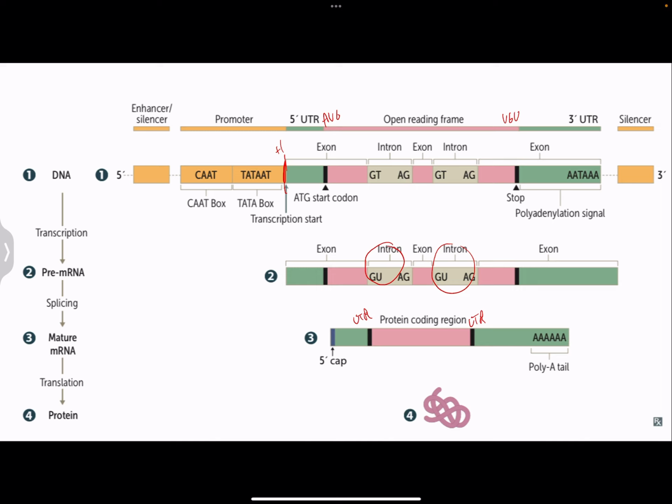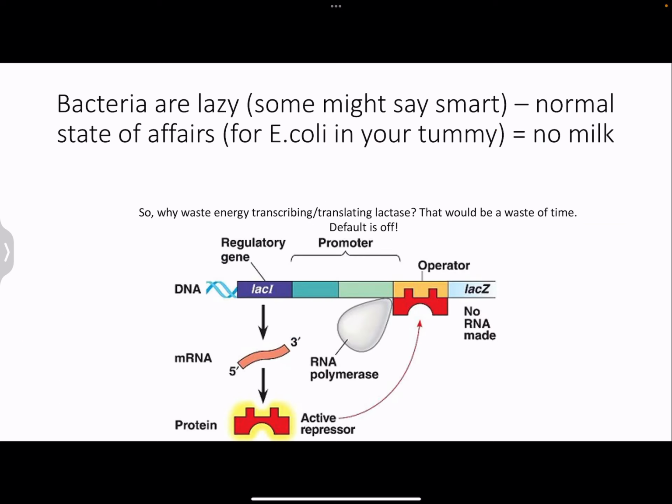So that is a 5' UTR and a 3' UTR. And actually, sorry, the UTRs are right here. I actually misread that. This is just showing you the start and the stop. There we go. Cool. Bacteria transcriptional regulation.